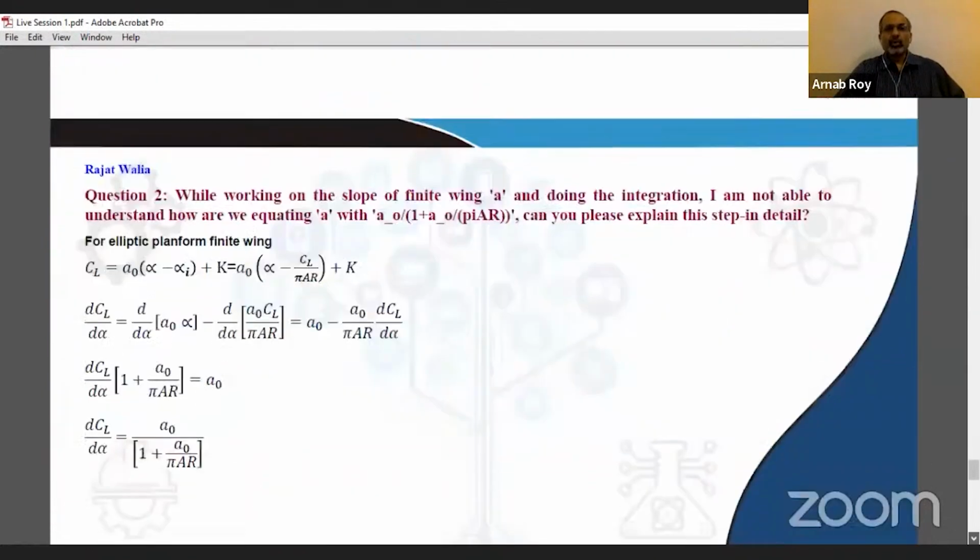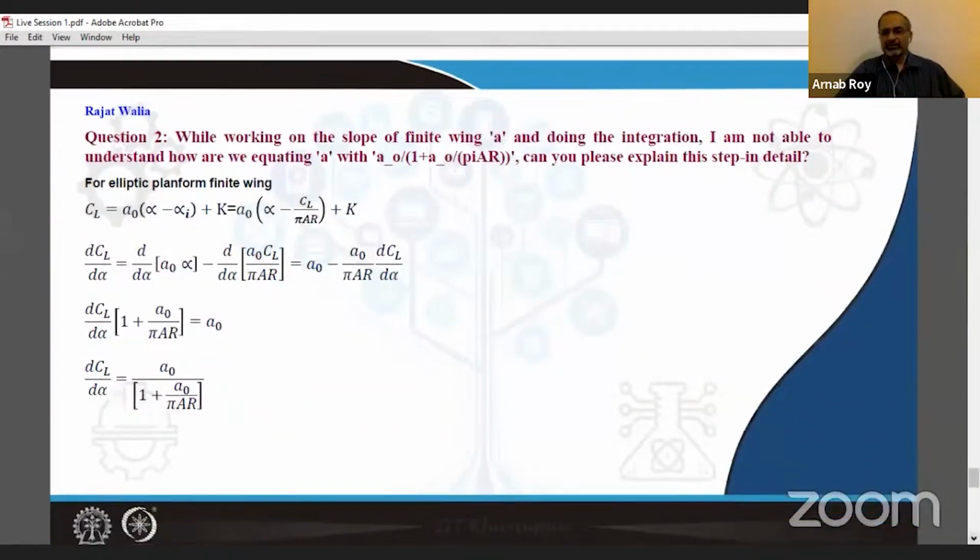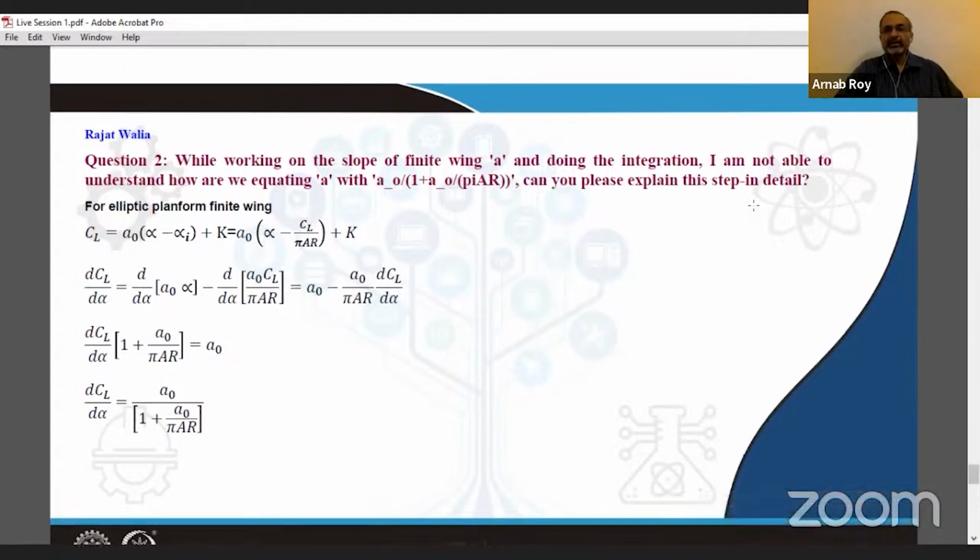There's one more question from Rajat. Let's try to address that. So he says that while working on the slope of finite wing A and doing the integration, I'm not able to understand how are we equating A with A naught by, within brackets, 1 plus A naught by pi AR. Can you please explain this step in detail?